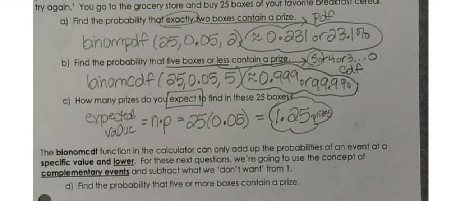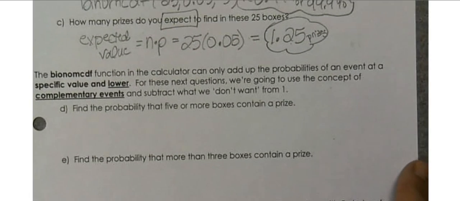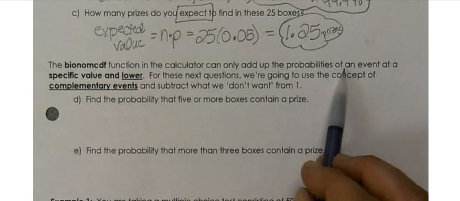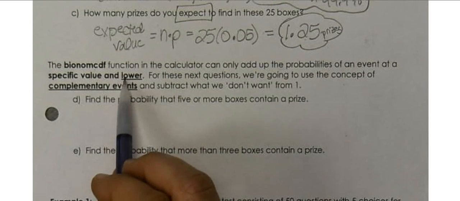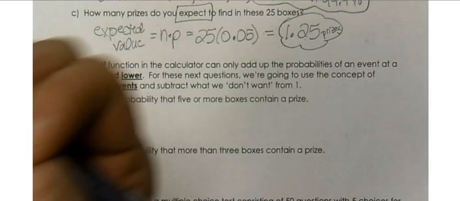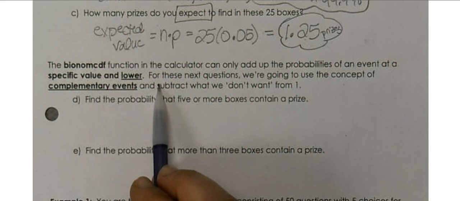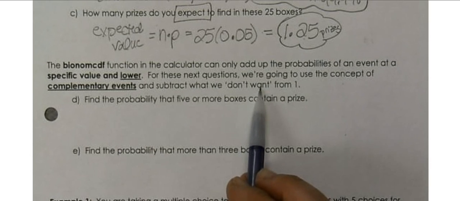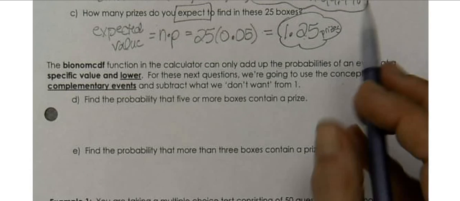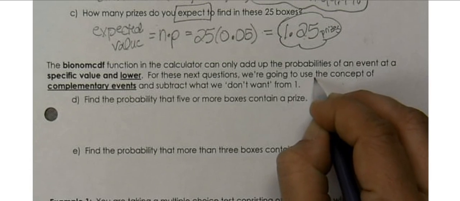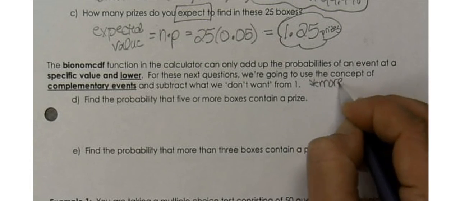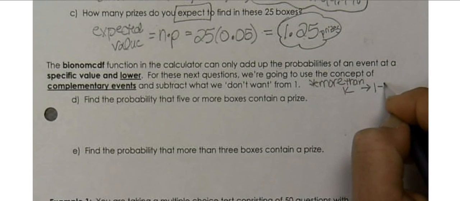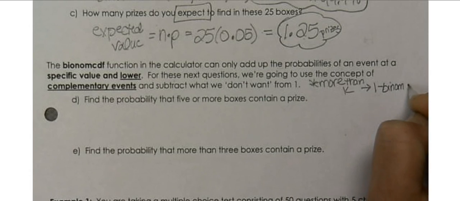Okay? So here's the new thing we're going to look at today. We did talk about this, that the binomial CDF function can only add up the probabilities of an event at a specific value and lower. Remember, it goes up to and including that. So for these next questions, we're going to use the concept of complementary events and subtract what we don't want from 1. Okay? So anytime that it's something like more than k, where it's going to be on the other side, that's where we're going to use 1 minus the binomial CDF.